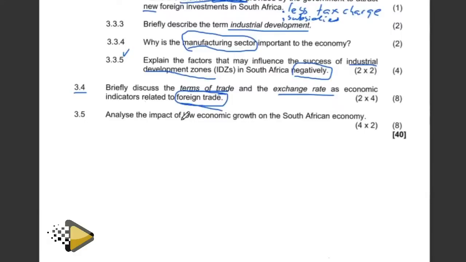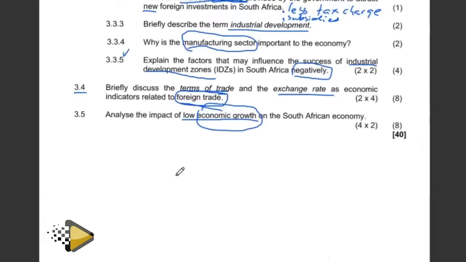Analyze the impact of low economic growth on South African economy. Remember, when you talk of economic growth, we refer to what? We refer to improvement of production of goods and services by businesses. So if there is low economic growth, it means that processing or manufacturing of goods and services is very slow. So that means that there is going to be lesser profit attainment by businesses.